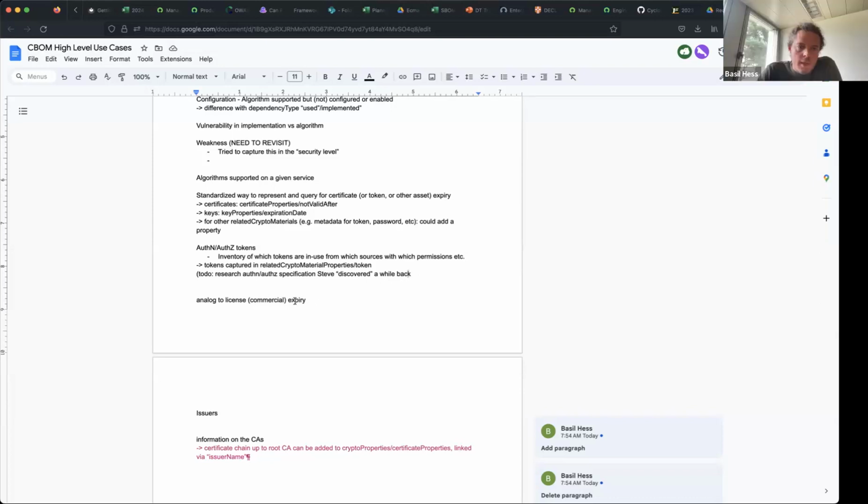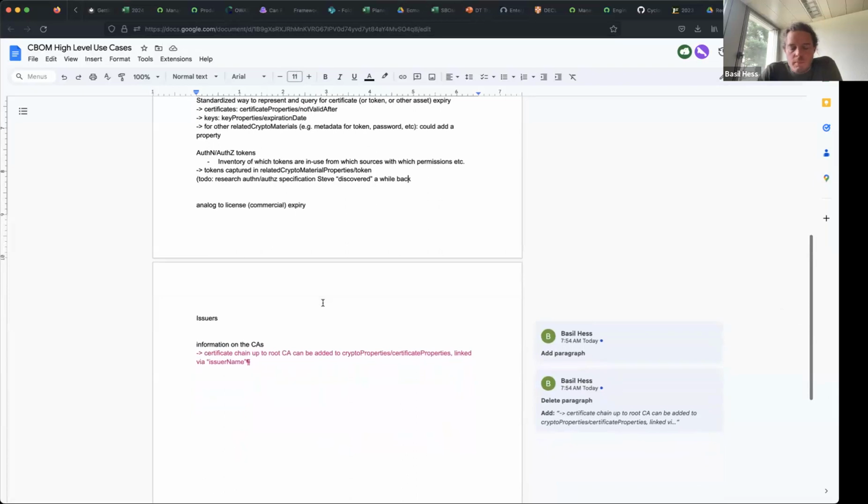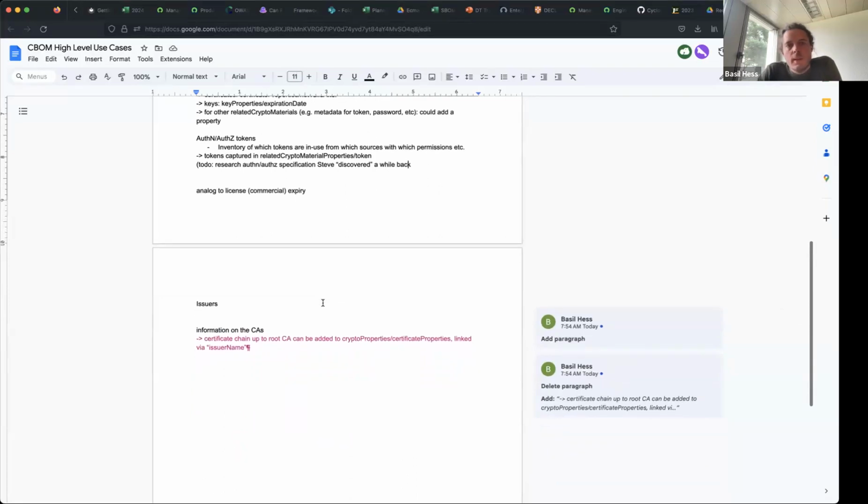I wasn't sure how license expiry would be related to crypto in general. I don't think this was meant as crypto related. I understood it when we talked about it as this would be another nice use case. But I could be wrong.